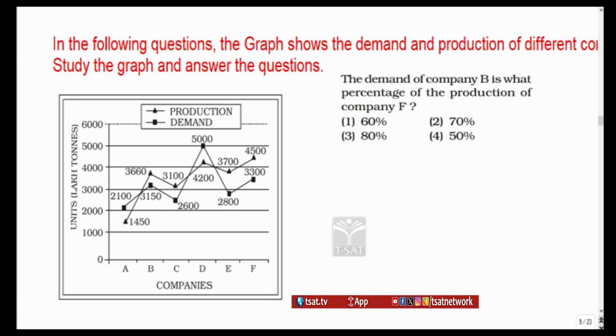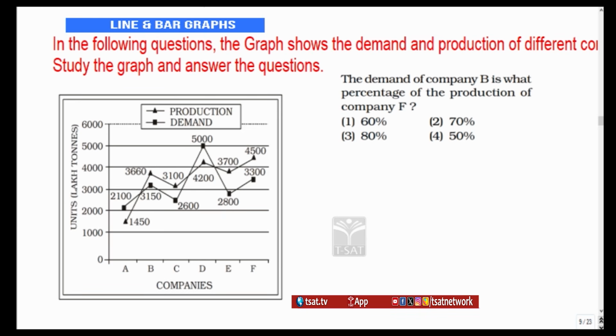Now these are the different companies given. Look at the companies A, B, C, D, E, F. There are 6 companies given on the x axis. On the y axis, units in lakh tons, 1000, 2000, 3000, 4000, 5000 and 6000 are given. Now the production is represented by a triangle symbol and the demand is represented by a square symbol there. Now A, B, C, D, E, F.